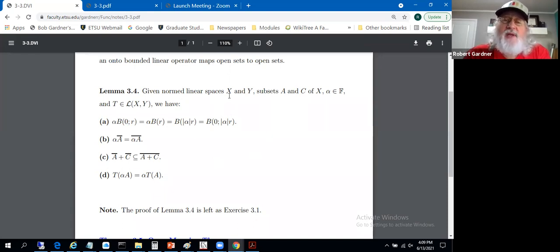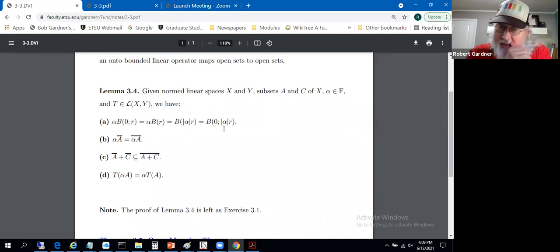The setting is normed linear spaces X and Y with subsets A and C of space X and alpha as a scalar. Let T be a linear transformation. Then we have alpha times a ball of center 0 and radius R. We've used this notation in passing, but let's reiterate. Sometimes that's just abbreviated B of R. It's understood when you see B of R that you're dealing with the open ball and that the center is 0 and the radius is R.